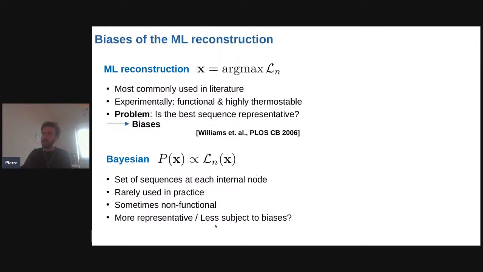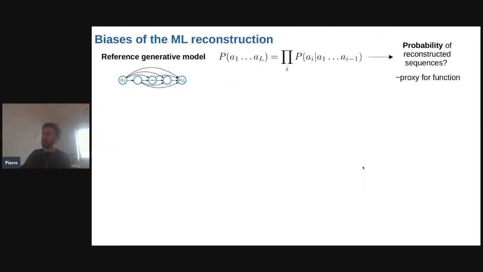And so the question that we can try to answer here is, is this Bayesian set somehow more representative of the real ancestor? So why do I think that we can address this question? Here, we simulate evolution with a generative model, which means that we can actually compute the probability of each sequence according to our generative model. So for each reconstructed ancestor, I can tell whether my model likes it or not in a purely generative setting. And so what we will do is consider this probability, or the log of the probability, as some kind of proxy for function.